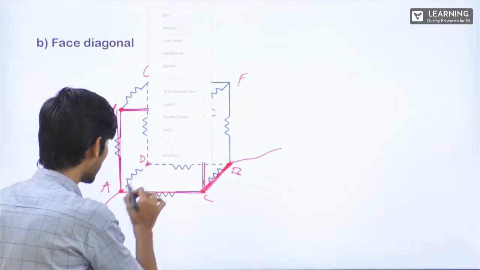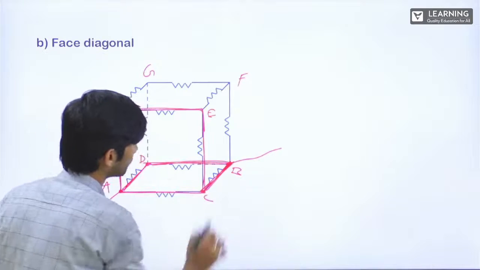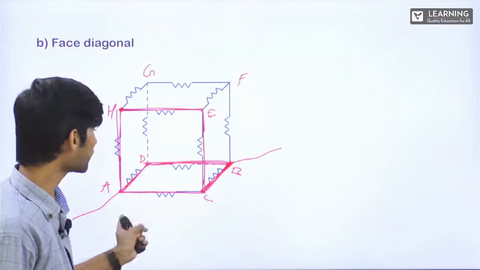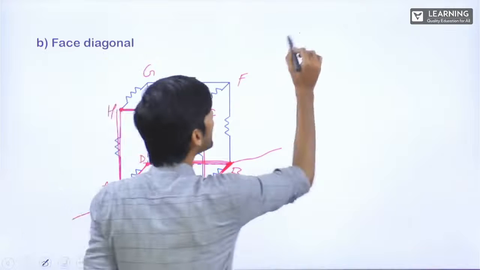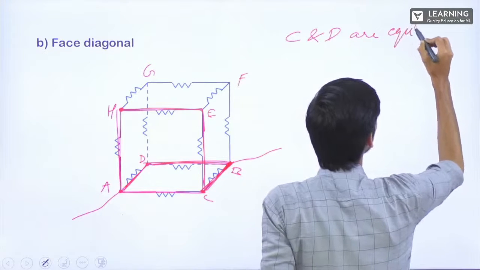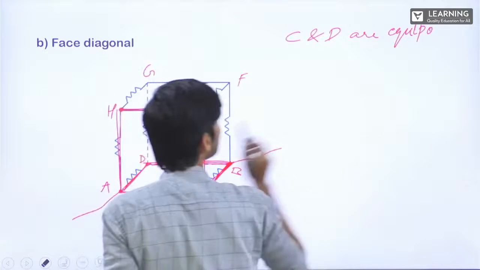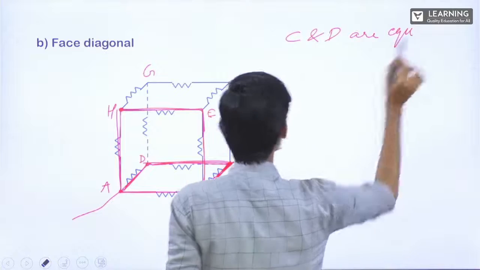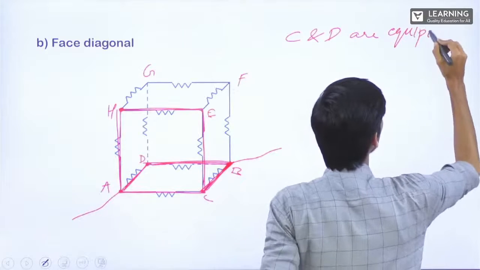Seeing D, 1 rod from A and 1 from B also. C is 1 from A, 1 from B. D is also 1 rod from A and 1 rod from B. So C and D are equipotential points. Find another equipotential point till then.